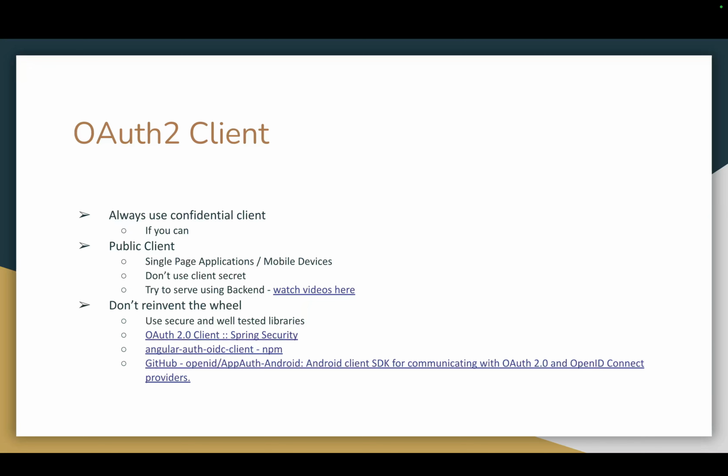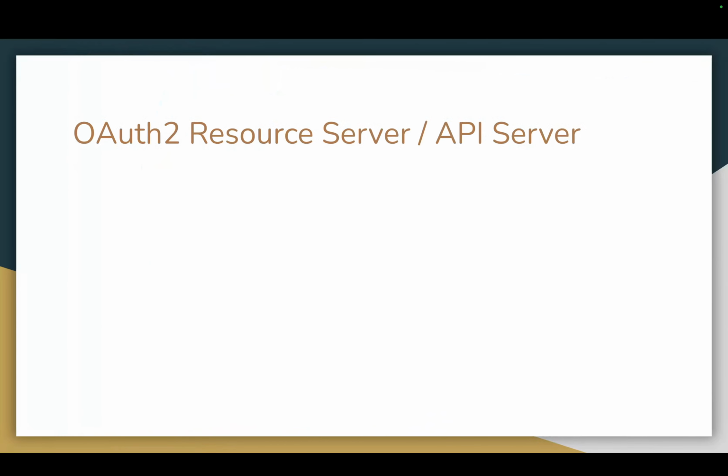And let's say you are creating Android apps, then there is this package on GitHub. You can use that. And there may be some additional things as well. I don't know much about it, but yeah, don't write anything by yourself. Always use a secure and well-tested library. Same thing goes for the OAuth2 resource server as well. Don't reinvent the wheel. Use the libraries.